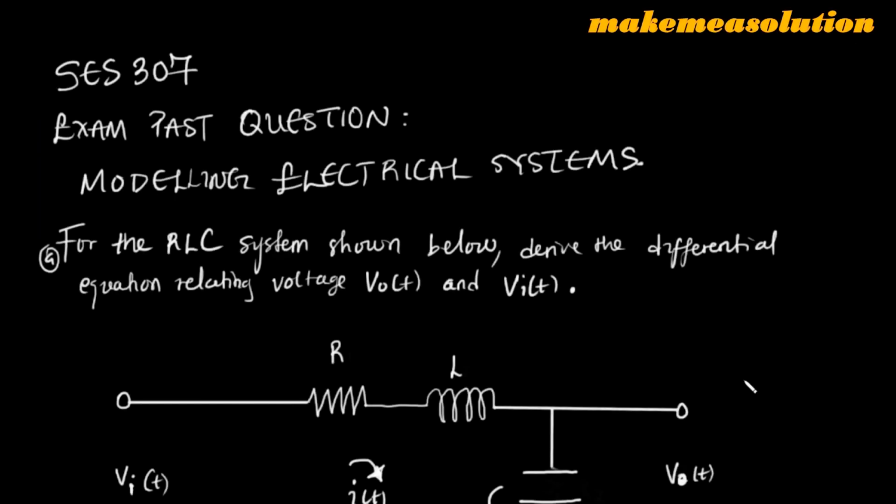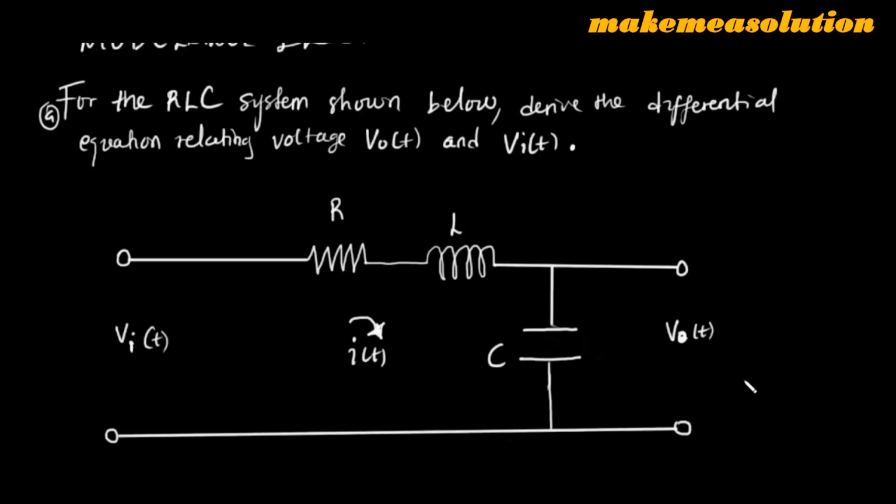Hello guys and welcome to this examination past question review. We are looking at the modeling of electrical systems and the question goes thus. For the electrical system shown below, derive the differential equation relating voltage V naught of t and Vi of t.